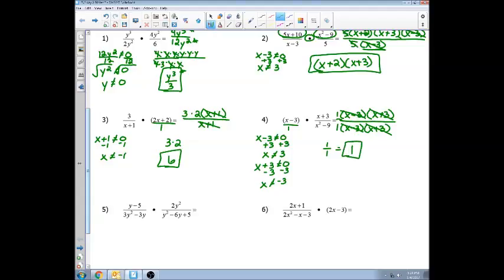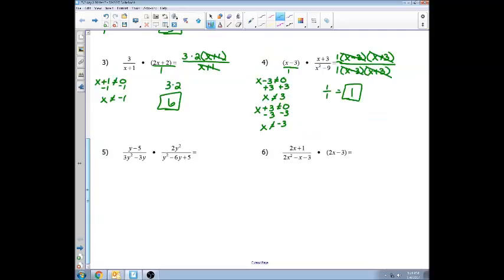Okay? On to 5. Remember, go piece by piece here. Don't try to do it all at one time. So the first piece I'm going to look at is y minus 5. It is a binomial, which means I need to try to factor it. In this case, I cannot factor y minus 5 any further, so I'm going to go ahead and leave it alone. Then I have 2y squared, which is a monomial, so I can go ahead and leave it alone.